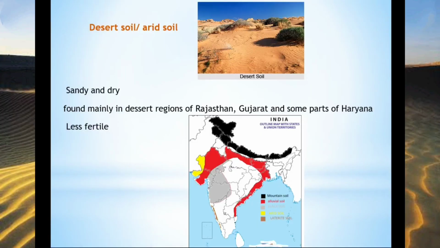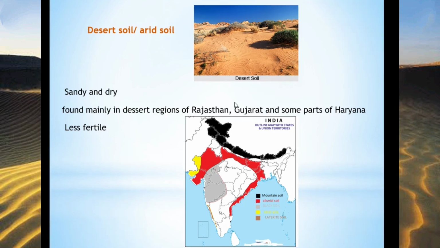Arid soil. This soil is very dry and it can be found in the desert region of Rajasthan, Gujarat and some parts of Haryana. This soil is very less fertile, but we can make this soil more fertile by providing water and modern irrigation technology.